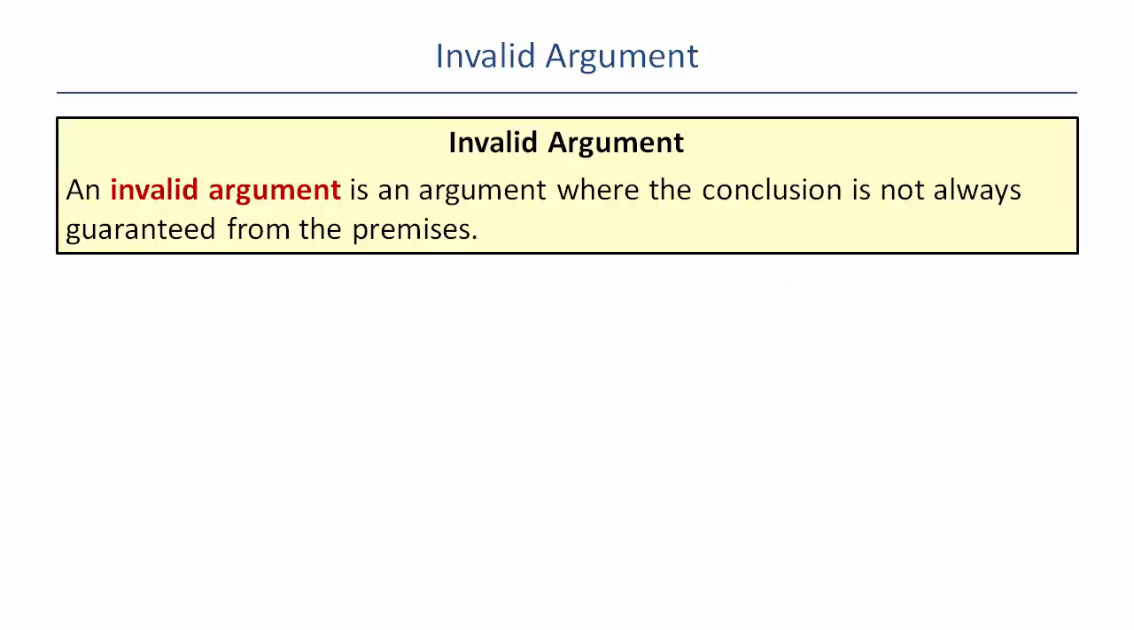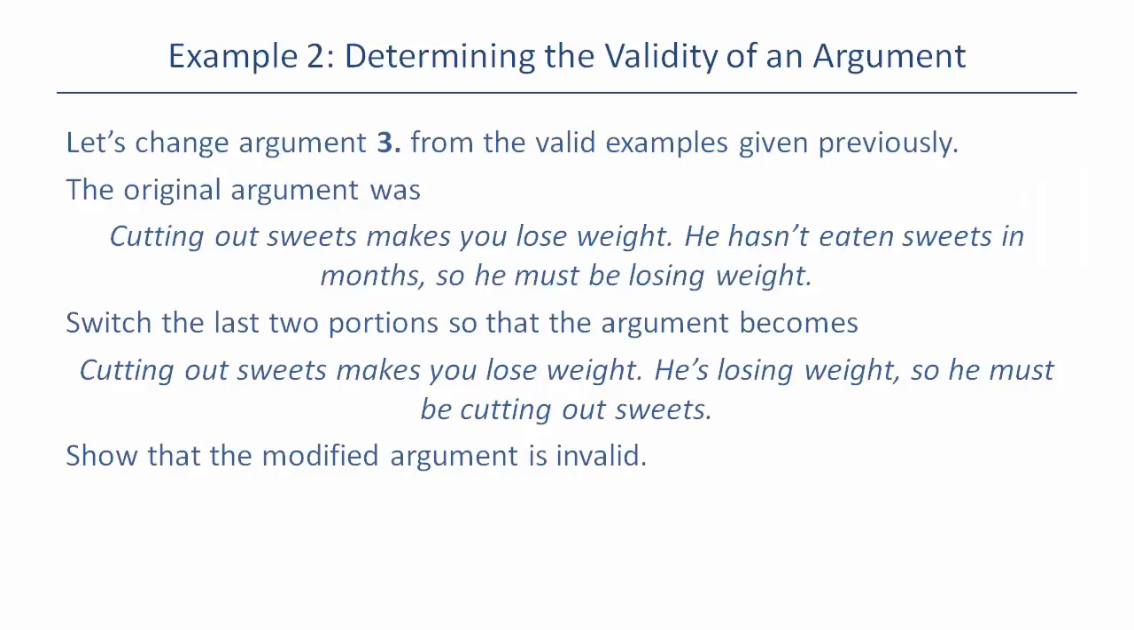All right, an invalid argument is an argument where the conclusion isn't guaranteed. It's basically, if we go back and do this technique again, we're not left with a case where Q could only be one letter. It doesn't necessarily have to be that we only have one row that works. It's just that in those rows, whatever we're looking at has to always have the same letter, right? They have to be all T's or all F's type of thing. So if we rearrange argument 3 and reword it to something that sounds kind of the same, right? Cutting out sweets makes you lose weight. He hasn't eaten sweets in months, so he must be losing weight. Well, it's actually quite different.